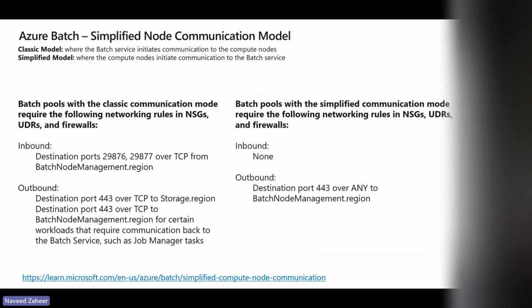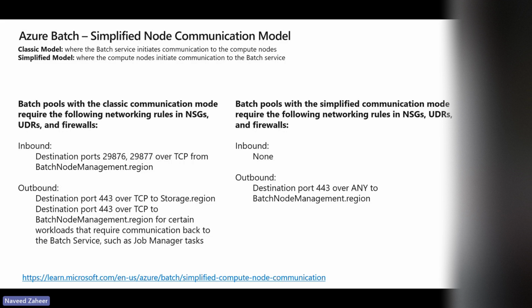So they have two types of models. On the left-hand side, classic, as you can see here, you have to have outbound to the storage account. And that is, for the data exfiltration concern, a no-no for a number of large organizations. On the other hand, on the right-hand side, you have the simplified communication model. There is no inbound.